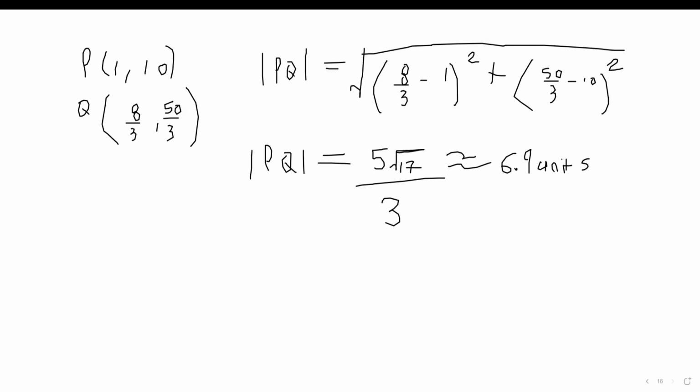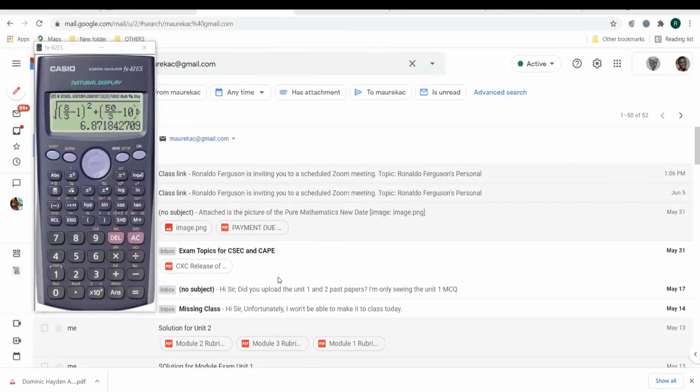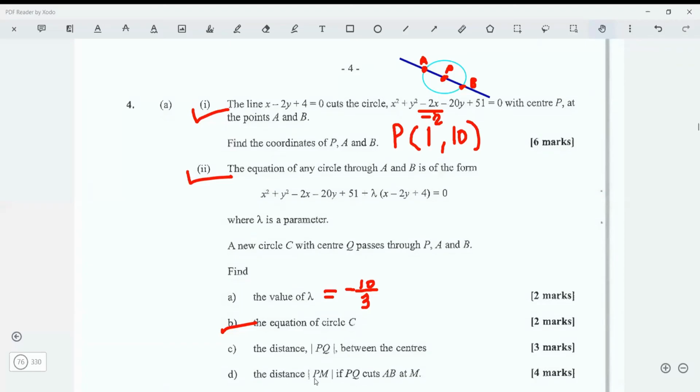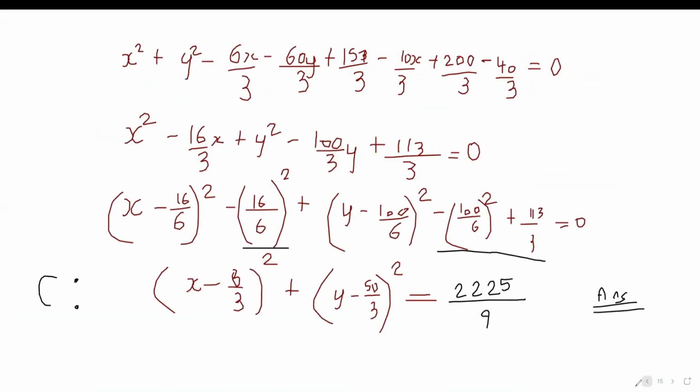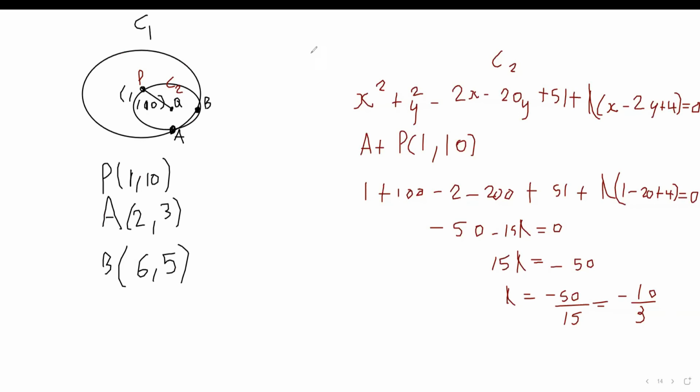All right, nice. The next part now, Marika, it says find the distance PM, if PQ cuts AB at M. This sounds hard, but it's very easy. Let's look at what they're saying. If PQ cuts AB, look back here. So this is PQ. They say if PQ cuts the line AB at M.